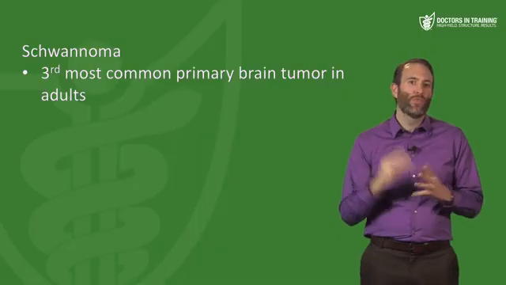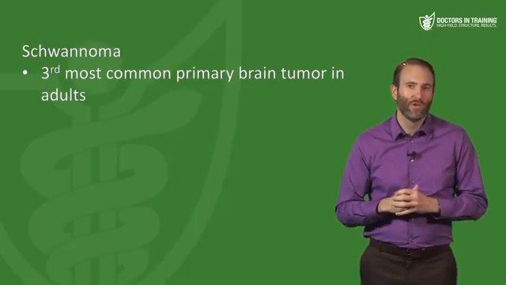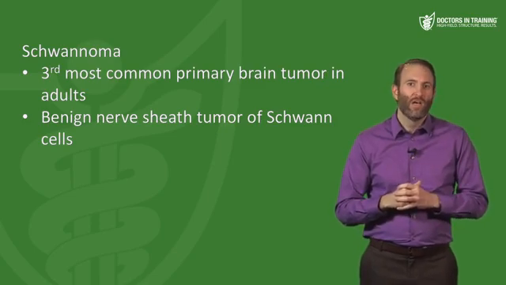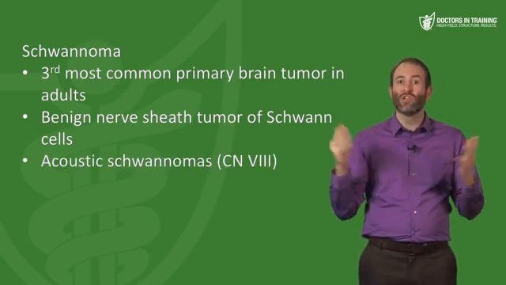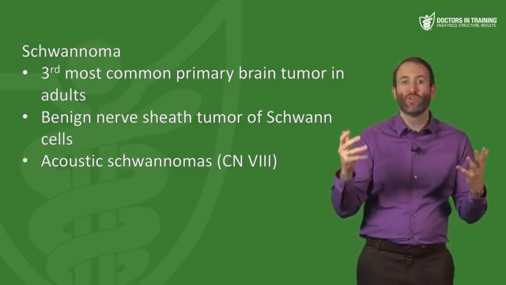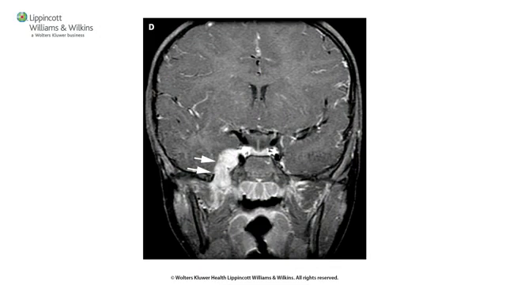Now let's move on to schwannoma. Schwannoma is the third most common primary brain tumor in adults. These are benign nerve sheath tumors of Schwann cells. One type of schwannoma is the acoustic schwannoma, also referred to as the vestibular schwannoma or an acoustic neuroma. It has a lot of different names. Now, these tumors are often going to localize to cranial nerve 8, and patients will have tinnitus and hearing loss, and many will also have vertigo or at least some unsteady gait.